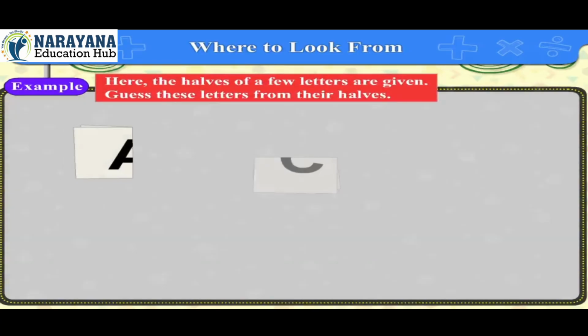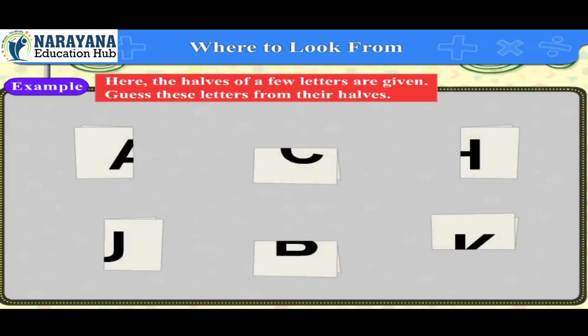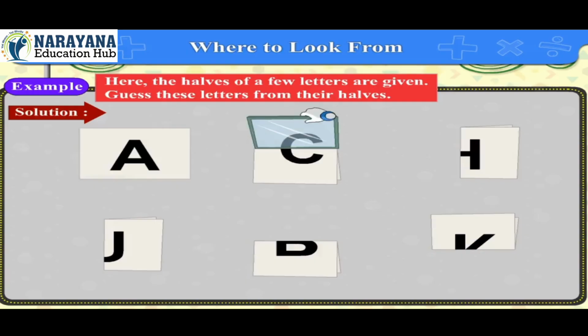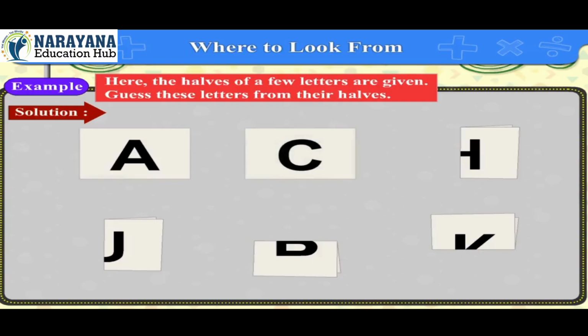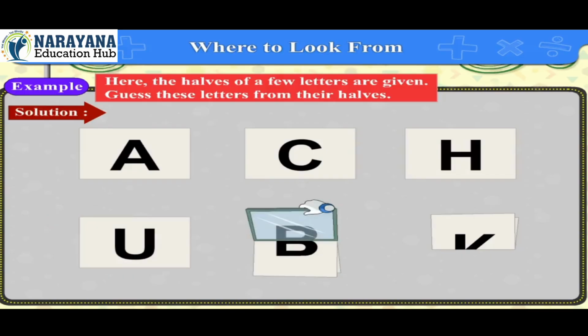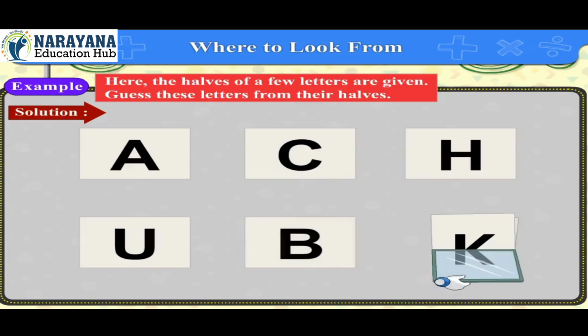Example. Here, the halves of a few letters are given. Guess these letters from their halves. Solution. If we complete the first letter, we get A. If the second letter is completed, letter C is formed. The third letter, when completed, is H. The fourth one, on completion, gives U. The fifth letter, when completed, will give B. And if the sixth letter is completed, we get K.